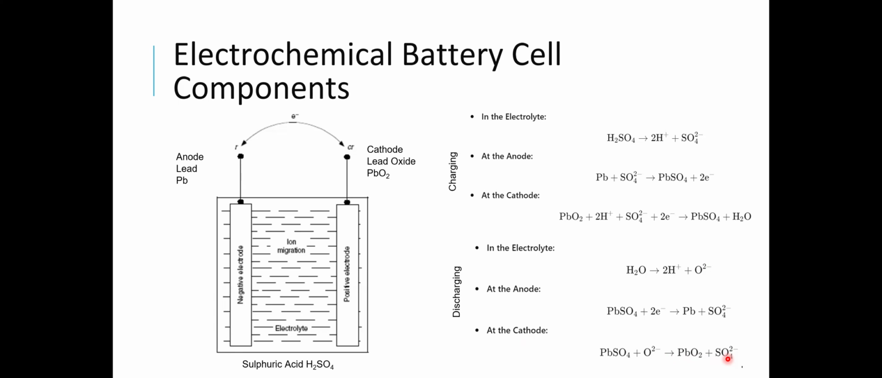So basically what we're doing is, when these chemical reactions happen, we will free up electrons at the anode during discharge and free up electrons at the cathode during the charge. And as a result, electrons will flow one way or the other to close up this electrical circuit.